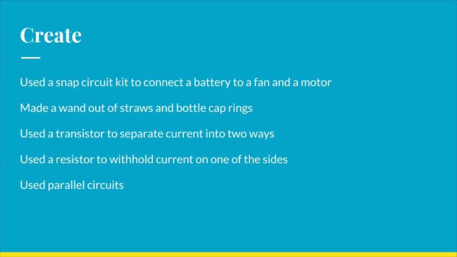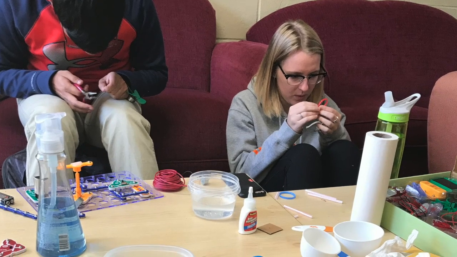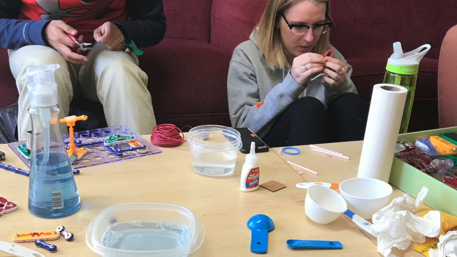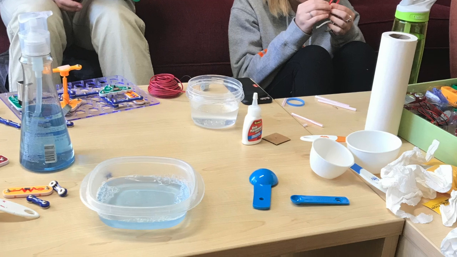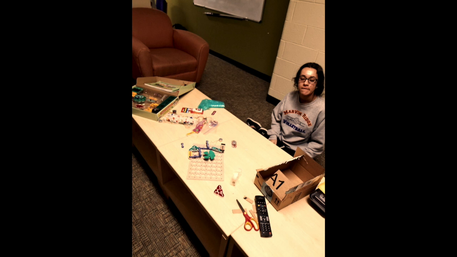We also made a wand out of straws and bottle cap rings, and then connected that to a circle piece of cardboard, and we used tape to connect it all. We used a transistor to separate the current into 2 different paths, and then we used a resistor on one of those paths to withhold current so it can make the fan go slower to get our different speed.